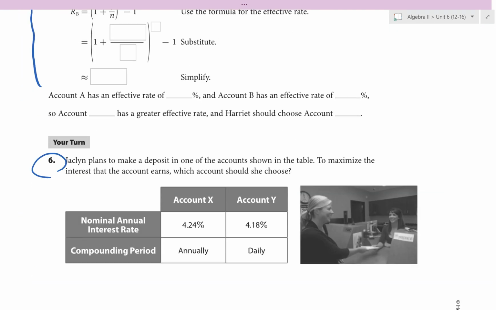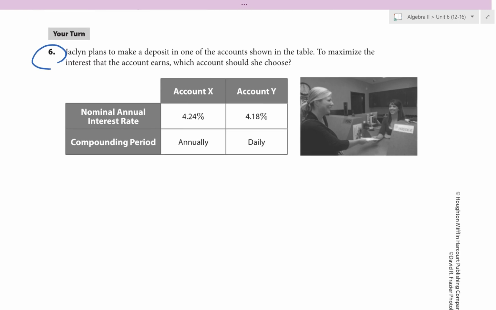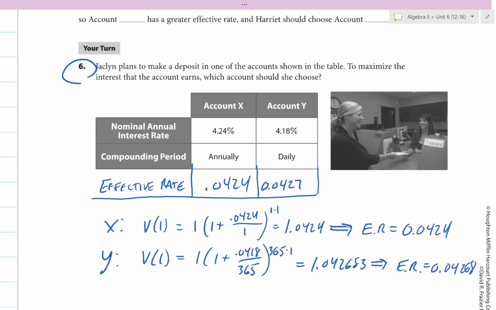All right, so let's go down to the next page and try problem 6. Compare these two accounts. Just add a third row onto your table where you're going to write the effective rate. All right, so if you're ready, you can take a look.